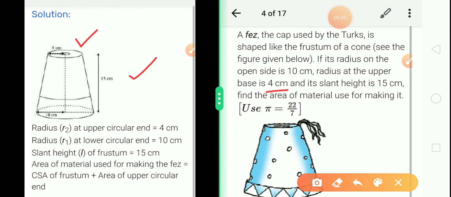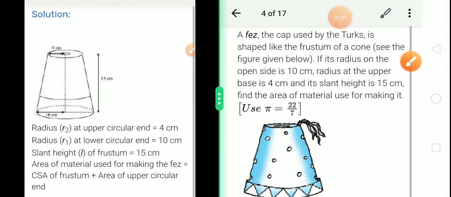So radius is 4 cm. Then radius on the open side is 10 cm. Therefore radius of the lower base is 10 cm, and slant height is 15 cm. So slant height is 15 cm. Okay. Now we need to find the total area of the material used. That means CSA plus top and bottom. So bottom is not available.